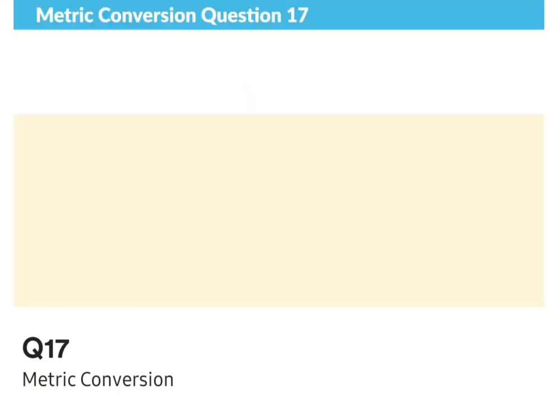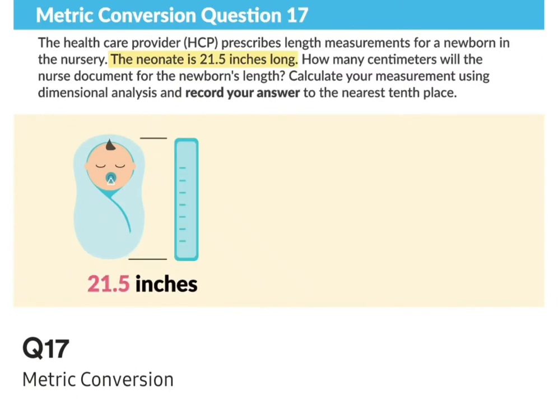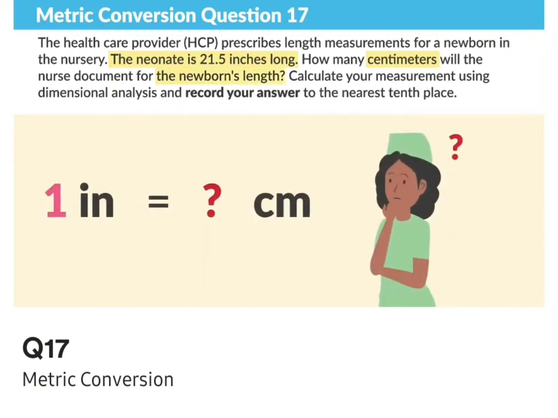Now for the next question. The healthcare provider prescribes length measurements for a newborn in the nursery. So the neonate is 21.5 inches long. How many centimeters will the nurse document for the newborn's length? So we're calculating using dimensional analysis, and we have to record the answer to the nearest 10th place here.